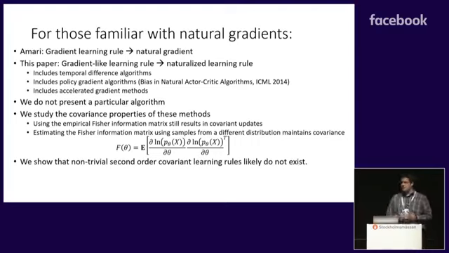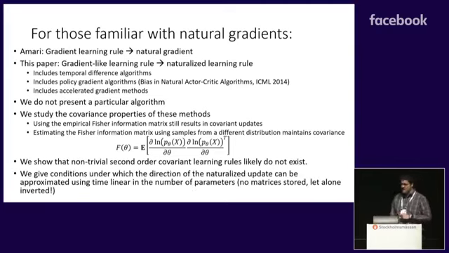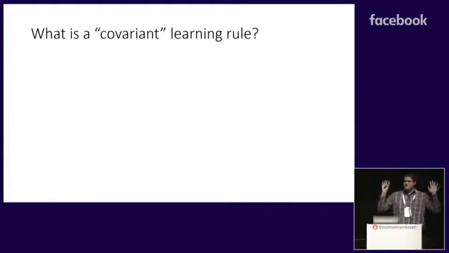Next, we showed that no non-trivial second-order covariant updates exist. And, well, we showed that it's not likely that they exist. And you might be saying, wait, there's another paper here at ICML that gave higher-order covariant updates. These are not conflicting results. They're using a different definition of higher-order covariance. And lastly, we gave conditions under which these naturalized updates can be estimated in linear time. And so that means we're not estimating any matrices, we're not inverting any matrices. Okay, so on to the rest of the talk.